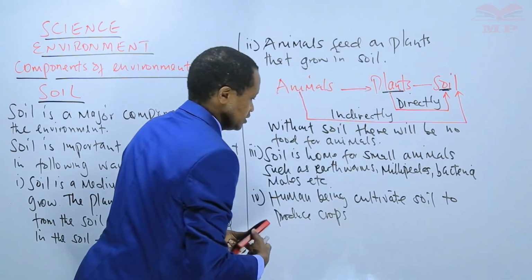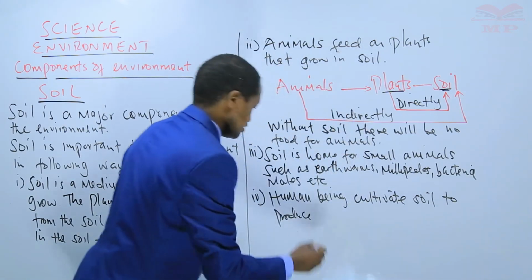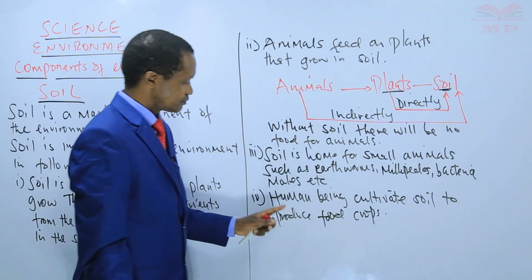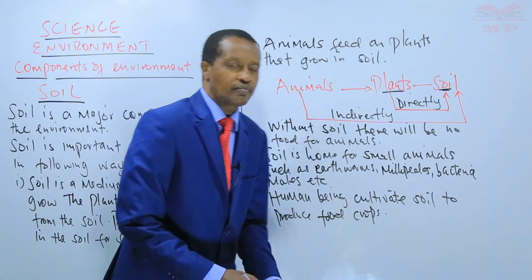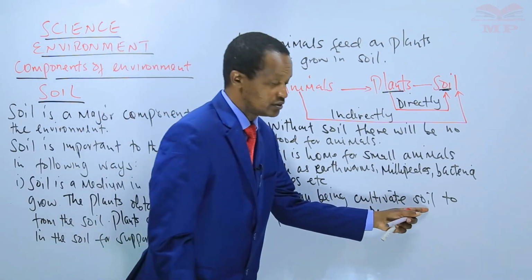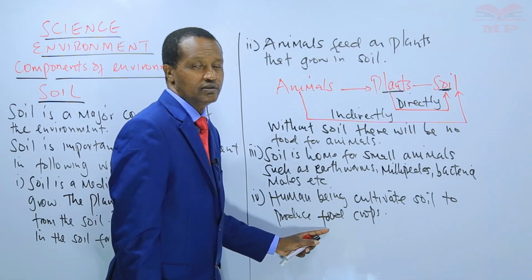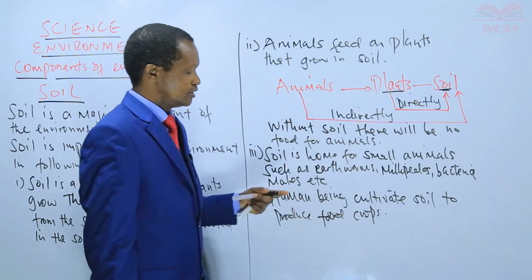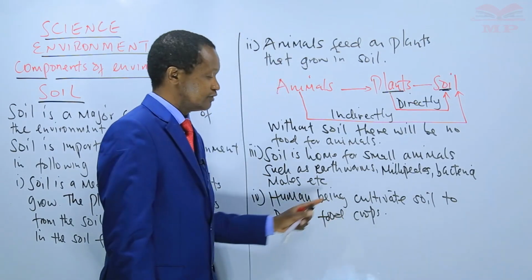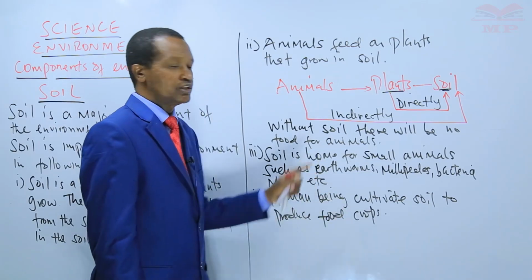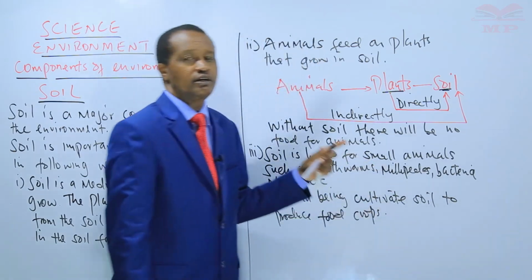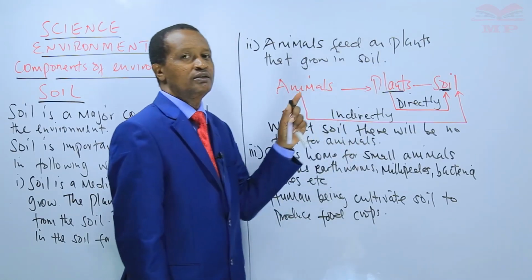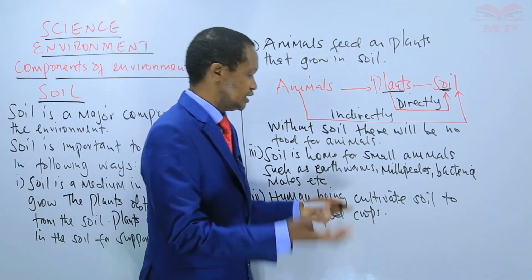let me just call them food crops because this is what we need first. Food is a basic need. Human beings cultivate soil to produce food crops. Without soil, you cannot have food. So soil is important to human beings because it supports the crops that we need for food. People plow and cultivate the soil to produce food crops. We grow food crops like maize, millet, cassava, avocado, beans, and so on. Those are the foods that we need for survival.